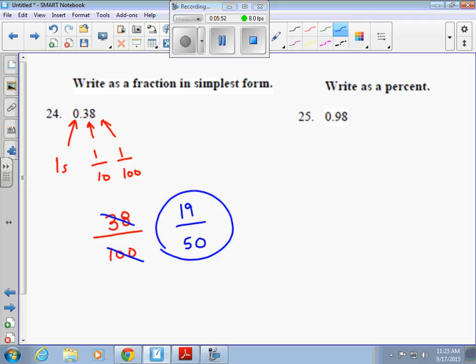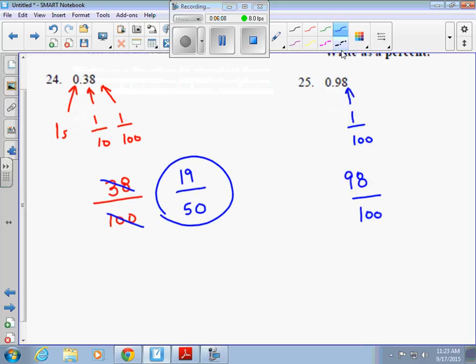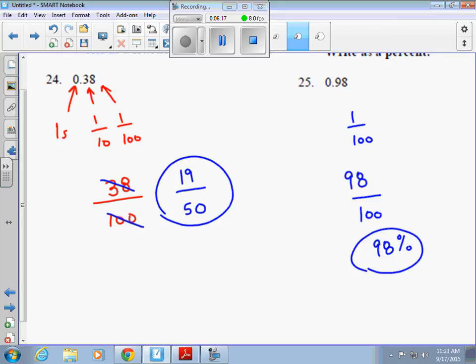Writing 0.98 as a percent, again, per hundred. We just said a second ago that this was the hundredths place. So there are 98 per hundred, and since it is per hundred, then it'll be 98%. Another way most people prefer to do this is to just remember to move that decimal 2 times to the right, once, twice, 98%. Same answer, different method.